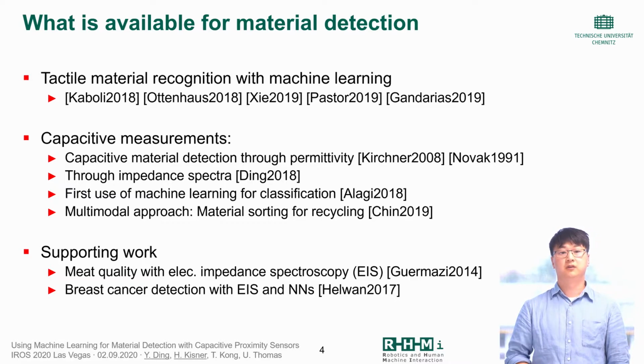Alaki et al. demonstrated the first application of machine learning for material classification with capacitive data and measurements from different directions, similar to triangulation. Jean et al. showed promising results of material classification with neural networks and tactile capacitive measurements for object sorting. Also not directly related to robotics, but supporting works were carried out in the field of meat quality detection with impedance spectroscopy and breast cancer detection with impedance spectroscopy combined with neural networks, which showed promising results with the use of impedance spectroscopy and machine learning.